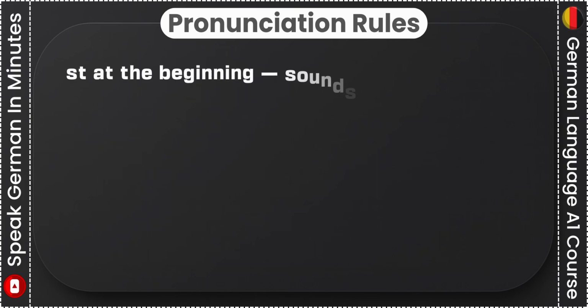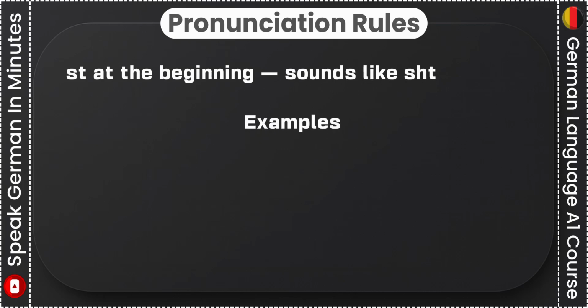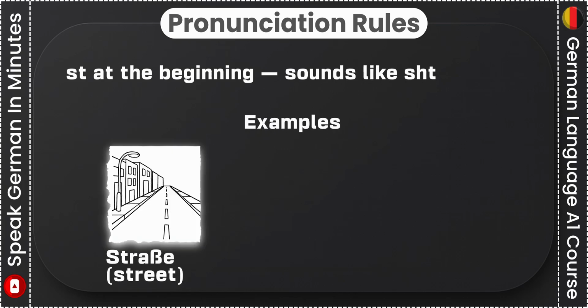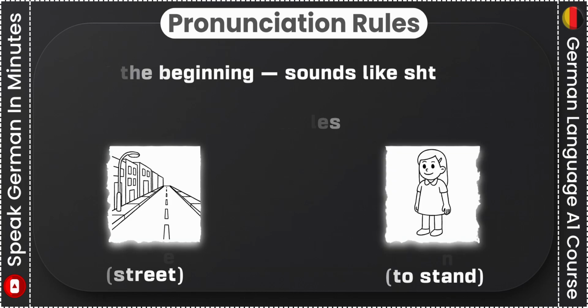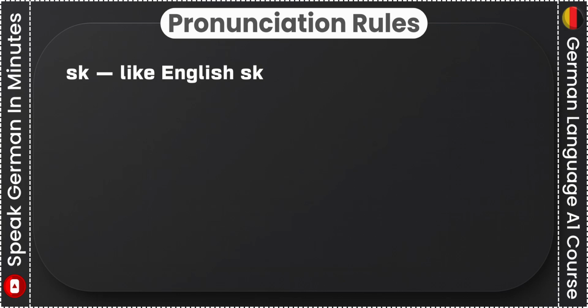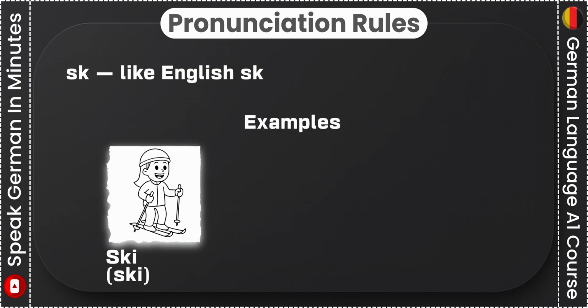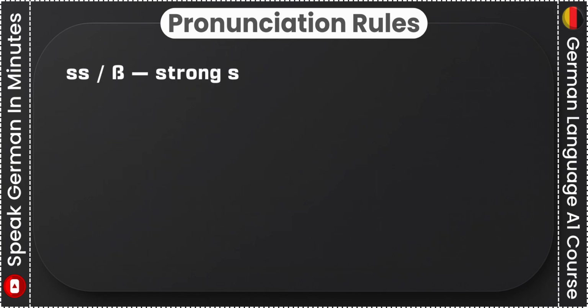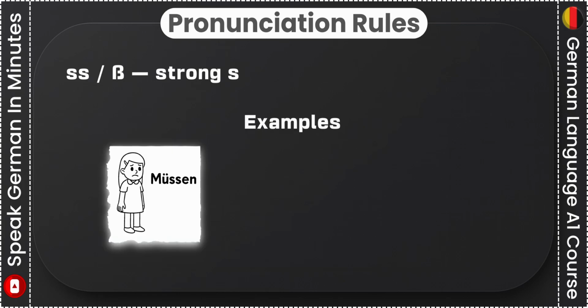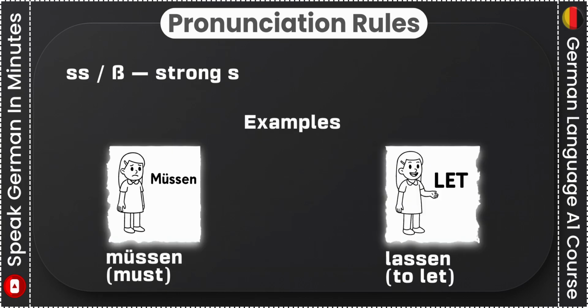ST at the beginning sounds like scht. Examples: Straße, stehen. SP sounds like schp. Examples: spielen, sprechen. SS or ß is a strong S. Examples: müssen, lassen.